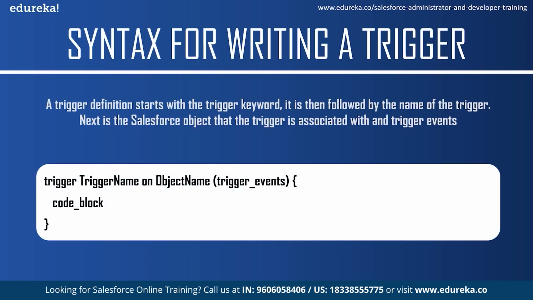A trigger definition starts with the trigger keyword. It is then followed by the name of the trigger. Next is a Salesforce object that a trigger is associated with. This could be anything like leads, contacts, accounts, or any custom object, which is also called an sObject. Next is the trigger event. You can fire a trigger on one or more events also, but they should be comma separated. Next is the body of the code, which contains the conditions under which the trigger is fired.